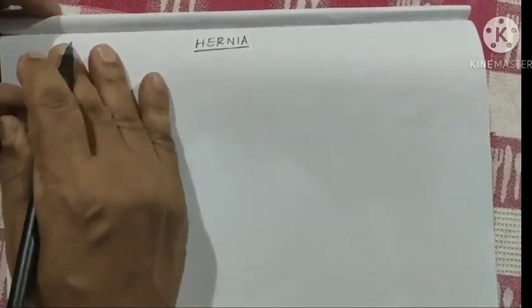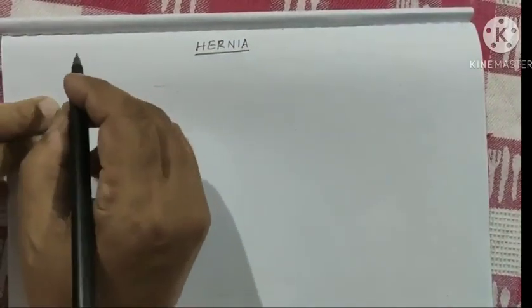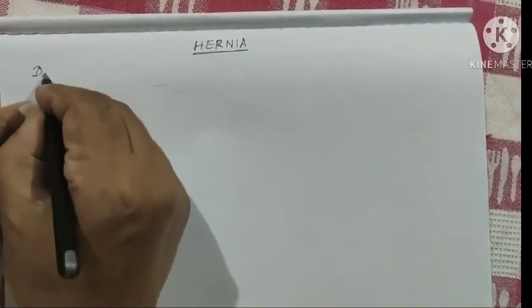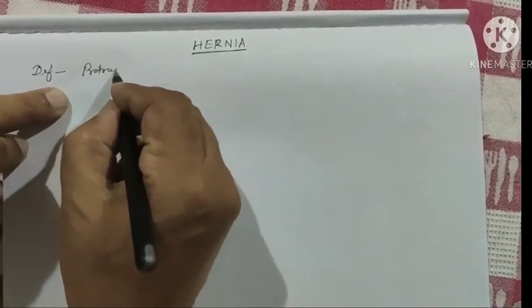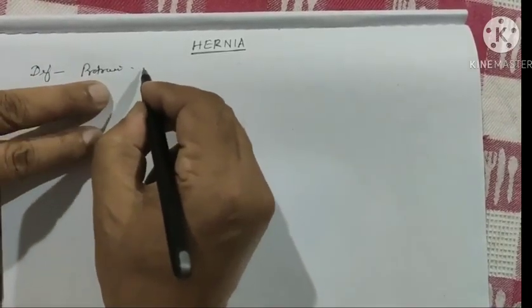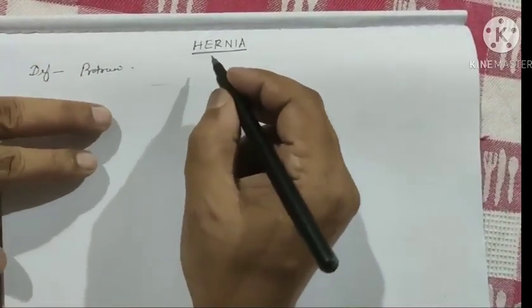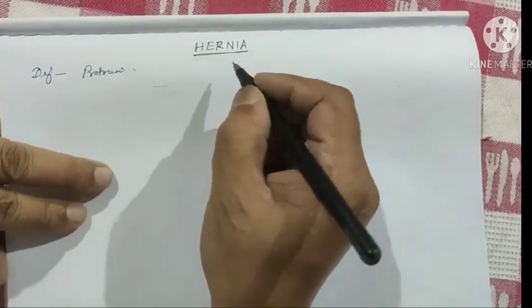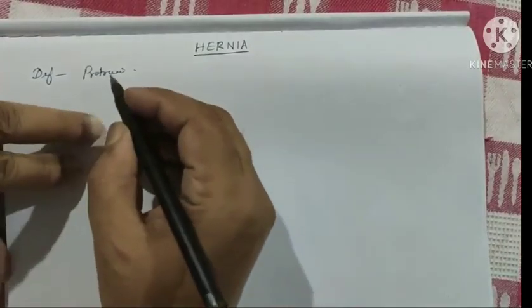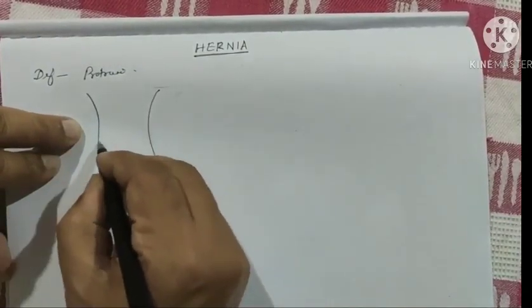Dear students, today I shall discuss something about hernia. By definition, hernia is a protrusion of a part of a viscus through an abnormal opening of the wall that contains it. So a hernia may be an external hernia or it may be an internal hernia.